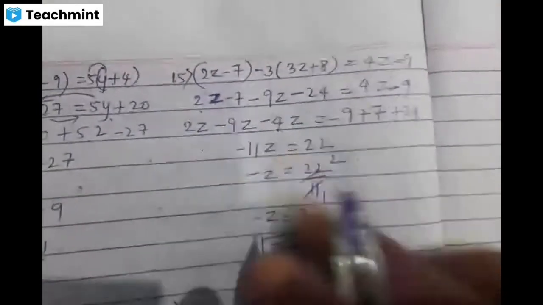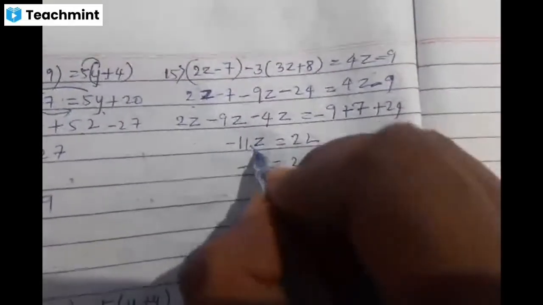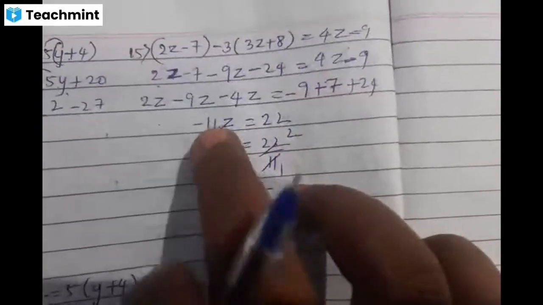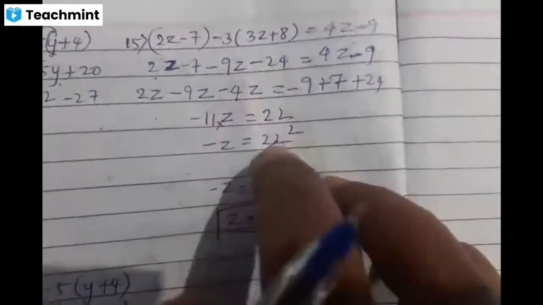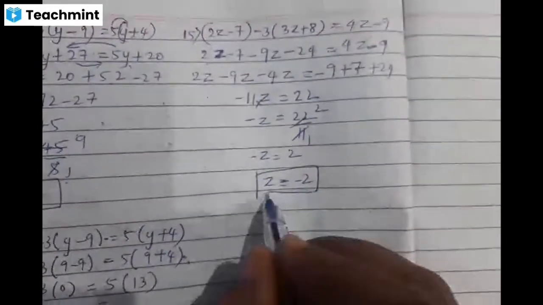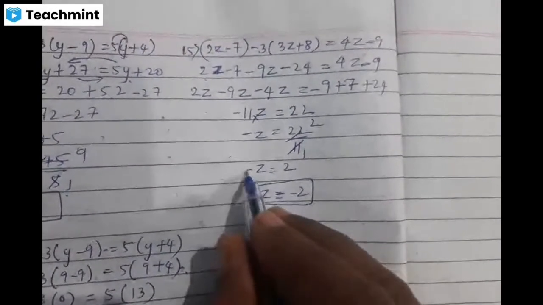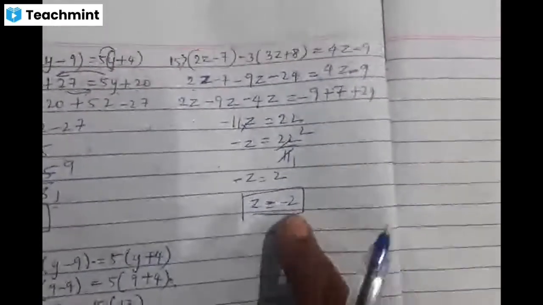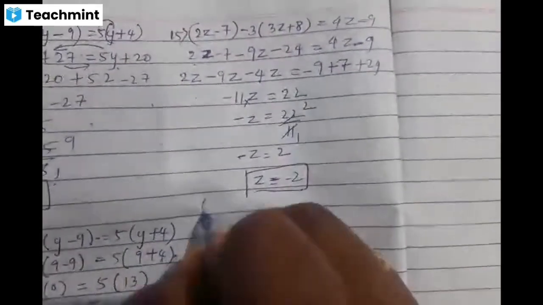Here you can observe, I have used again the method of transposition. I don't want this into 11. I will send it to the right hand side. It becomes divided by 11. Therefore, we get z is equal to minus 2. When the minus sign is sent to the right hand side, it becomes minus again. So now it is time to check the answer.